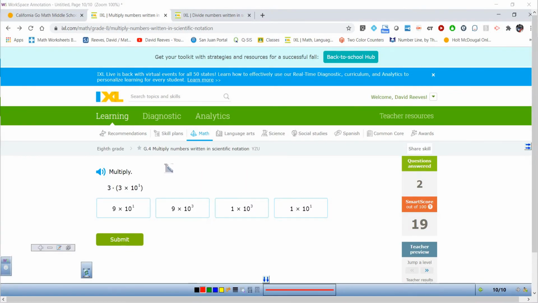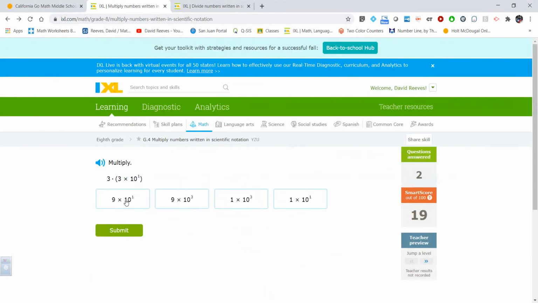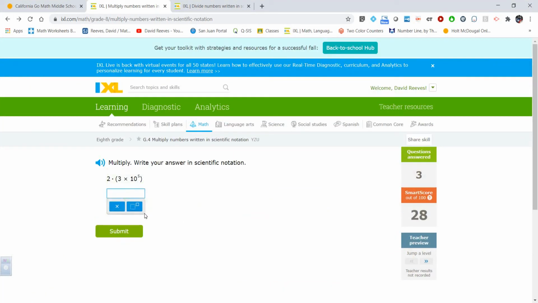Now, if you're going, oh wait, that first number is not in scientific notation, let me remind you of a little friendly fact. 10 to the 0 power is 1, right? So 3 is the same as 3 times 10 to the 0 power, because 3 is the same as 3 times 1. Do you agree? So I can rewrite this as 3 times 10 to the 0 power, times 3 times 10 to the first power. Well, 3 times 3 is going to give me 9. And 10 to the 0 times 10 to the first, well, 0 plus 1 is 1. So we're looking for 9 times 10 to the first power.